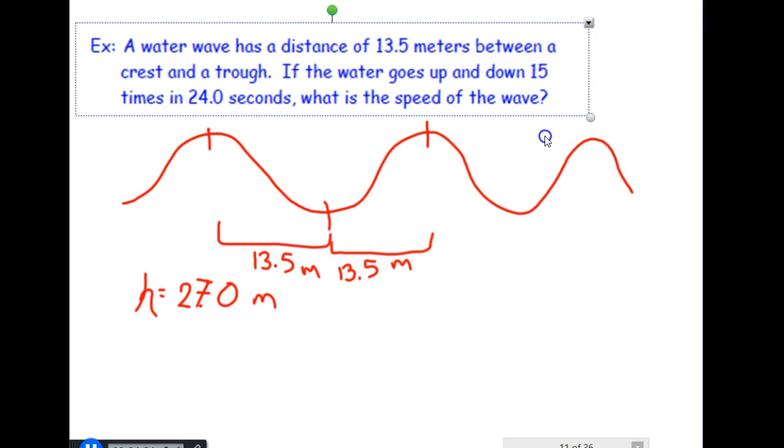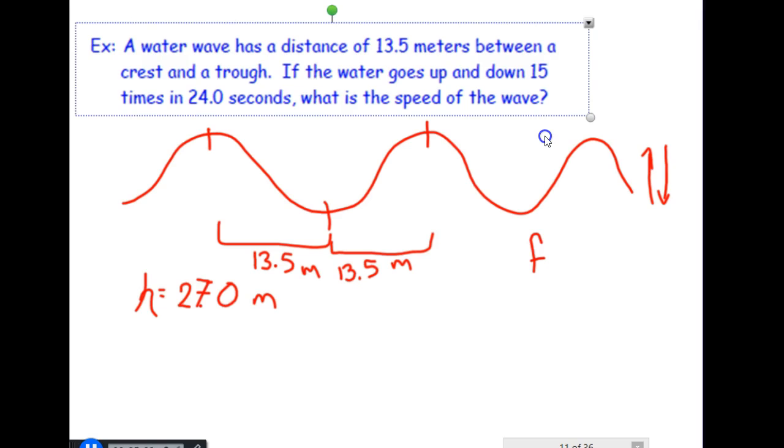It tells you that the water goes up and down 15 times in 24 seconds. Why is that information important? Because then you can get the time of one count. And if you're going to get the time for one, you can use the frequency calculation, or you could use the period calculation. I'm going to suggest the frequency calculation because then we can go right to this formula when we're done.